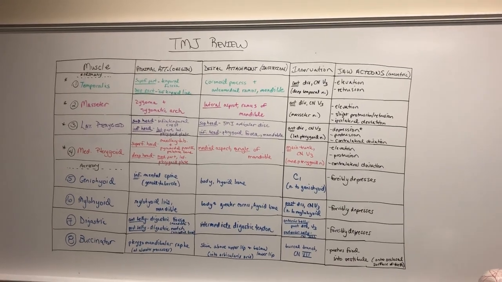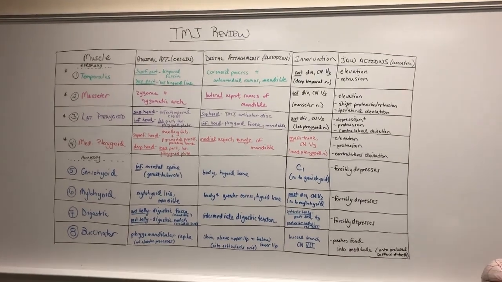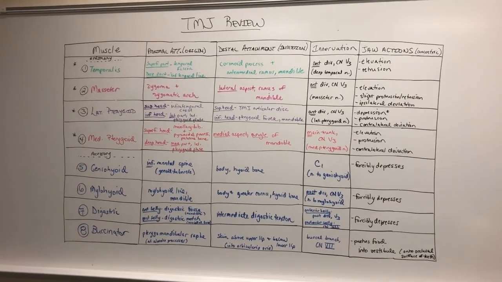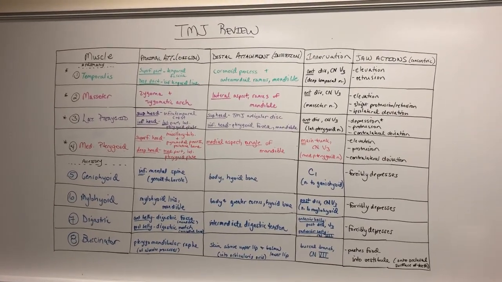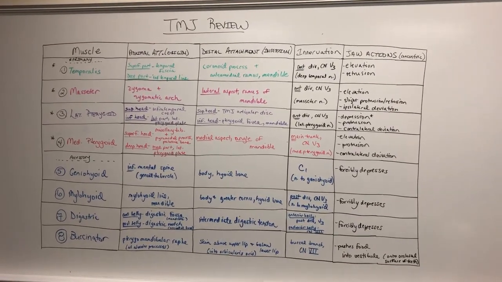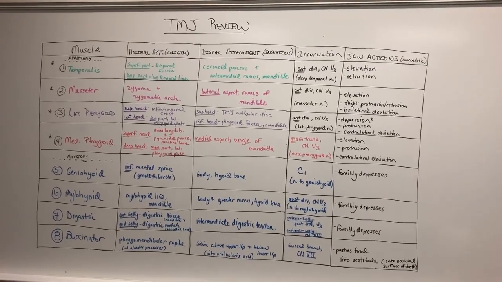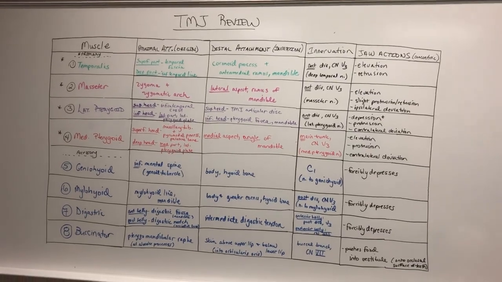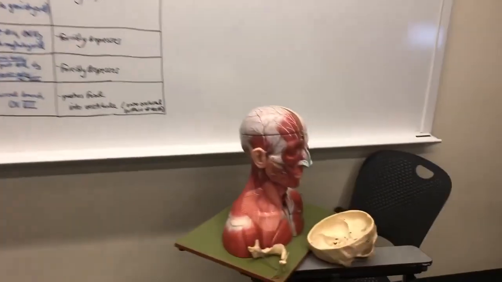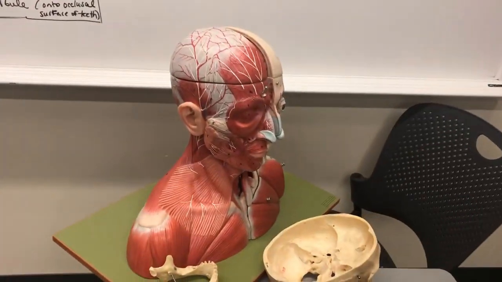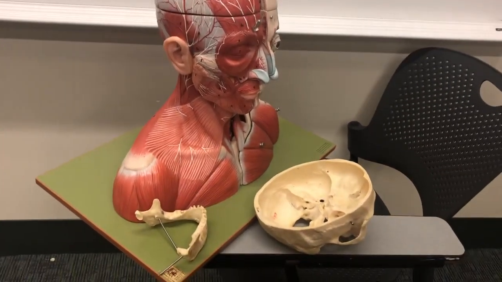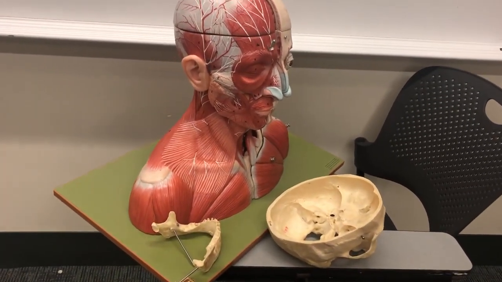Hello and welcome to the TMJ review. We'll include the major muscles of mastication as well as accessory muscles of mastication. We'll also talk about their proximal and distal attachments, their innervation, as well as their jaw actions in concentric contraction. We'll also go over how to locate some of these structures on the person, as well as some of their bony landmarks seen on the skull.